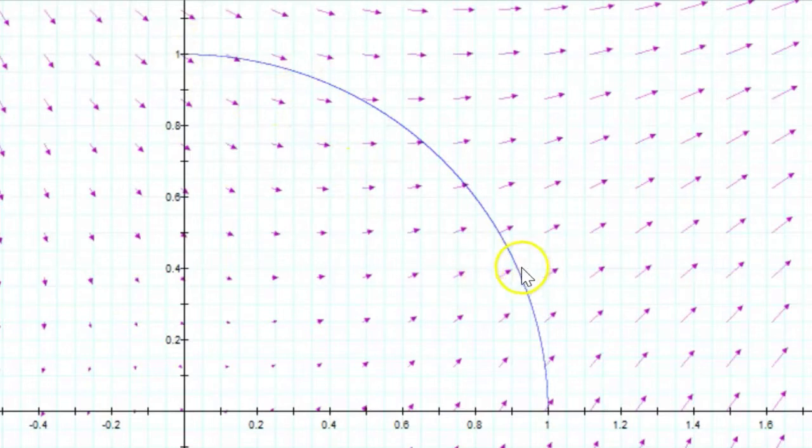And it seems to me, my gut feel is that there's more negative dot products up here than there were positive dot products down here. So I have a sense that this line integral is going to come out to be negative. Let's go compute it and see.